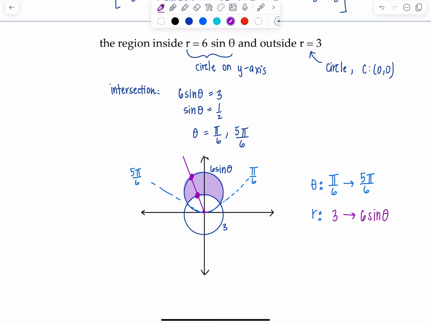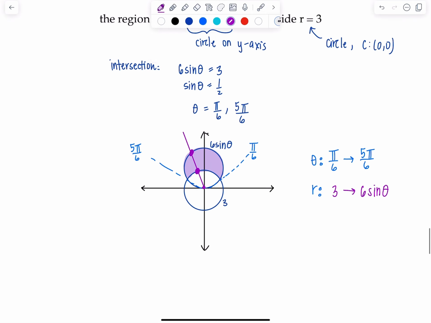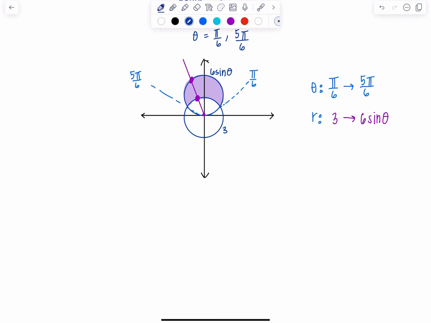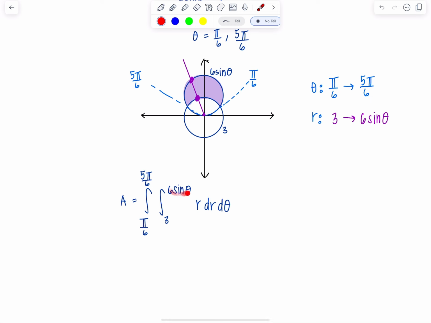Yay! Okay, now let's put it all together. So area equals integral pi over 6 to 5 pi over 6. Then we can go from 3 to 6 sine theta, and then you just have r dr d theta. No cute shortcuts, right? Because we have a theta here. It's a function. These are not all constants.